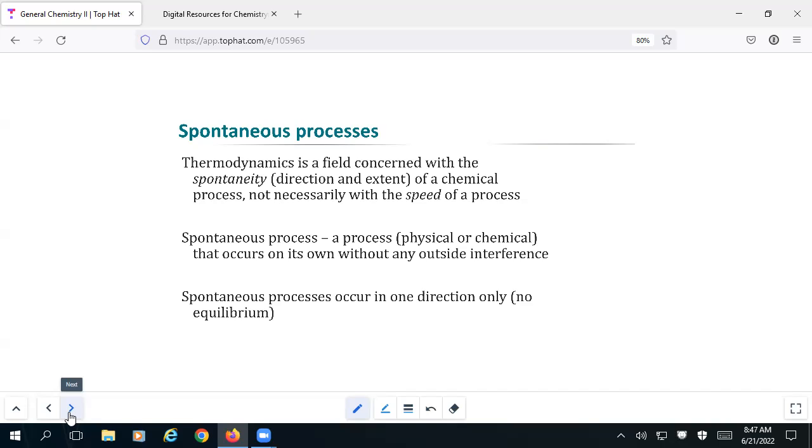And I need to put a little pin on what that term outside interference is. You all have luckily gone through kinetics, so I don't need to explain to you the idea of activation energy. Activation energy is not the same thing as outside interference. Outside interference refers to a continual input of energy to get the reaction to perform.